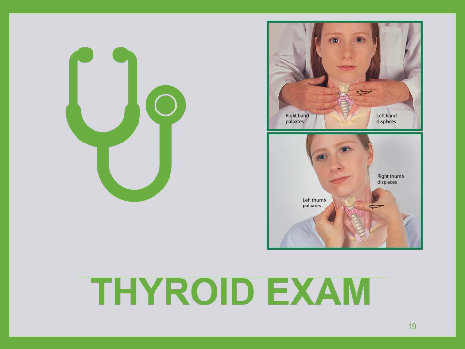To assess the thyroid, you can either stand behind or in front of the patient. Behind typically is easier, especially for the newer nurse, and displace the trachea to the side with one hand while you're palpating the thyroid with the other hand. So here, the left hand is displacing the trachea to the right, and then the right hand is palpating the thyroid gland. Normally, you can't really feel the thyroid. If there are nodules or enlargement, you may be able to palpate the thyroid gland.